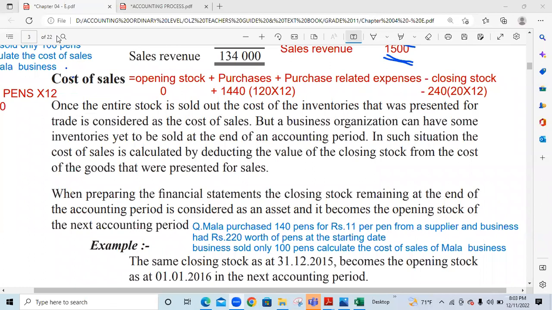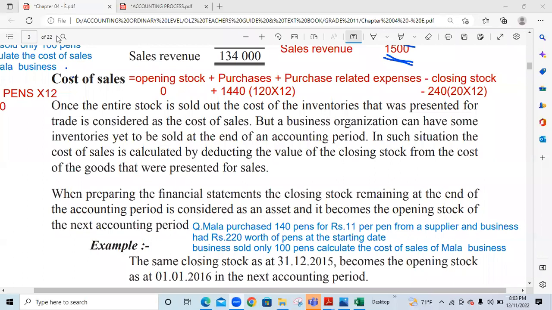Let's see if you all can answer that. At the starting date, first of all, tell me how many pens are there. They are saying the pens are 220 rupees worth. If it is worth 220, each pen 11 rupees, how many pens are there at the starting? 220 divided by 11. 20 pens. They purchased 140 pens. So 20 plus 140. How many pens are there?